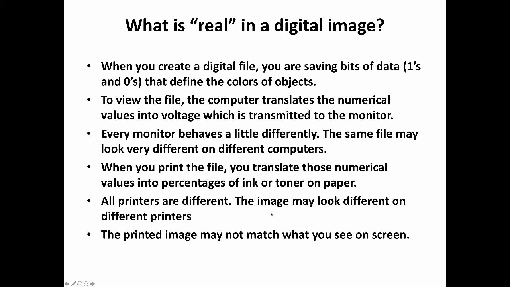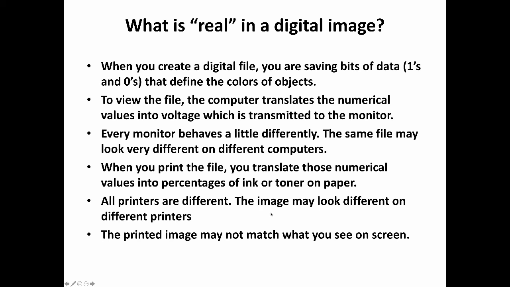One thing to keep in mind is that when you're creating a digital file, you're using some kind of input device to save bits of data into the computer. Remember that bits of data are just strings of ones and zeros that are used to define the RGB values for the color of an object. So when you're using your Wacom tablet to paint in Photoshop or something, all you're doing is simply changing the numerical color values of the pixels in a raster image. So you're simply saving data to a digital file.